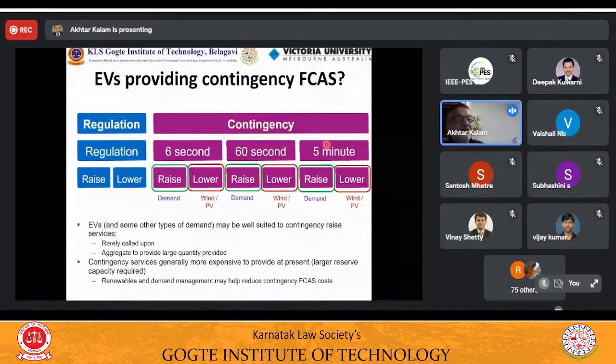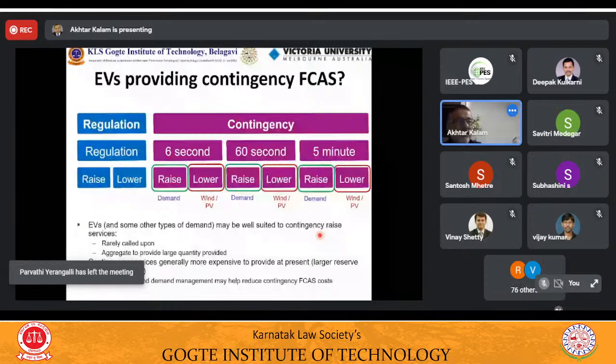Contingency services are expensive, okay? Because you need to supply large reserve capacity. Renewables and demand management may help reduce contingency, the frequency control ancillary service.